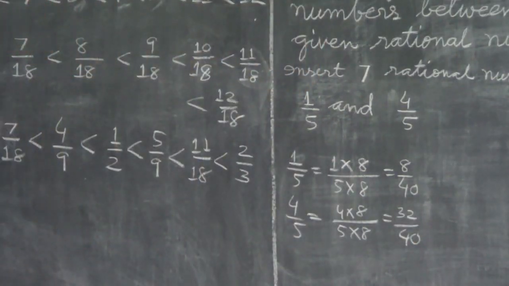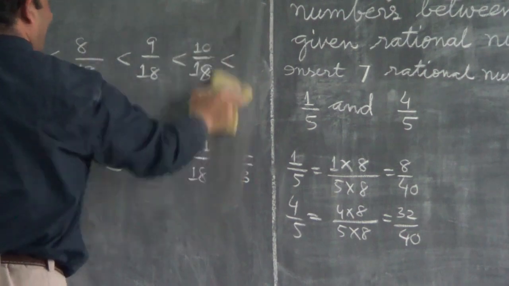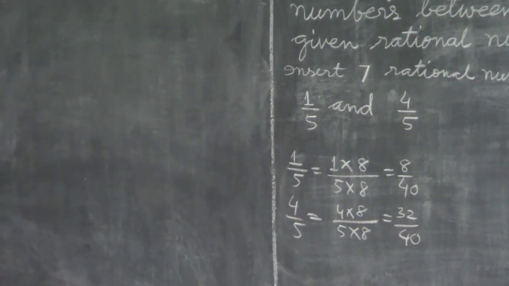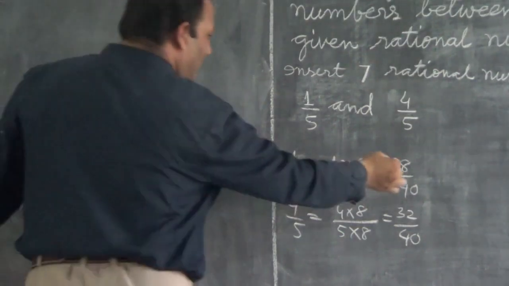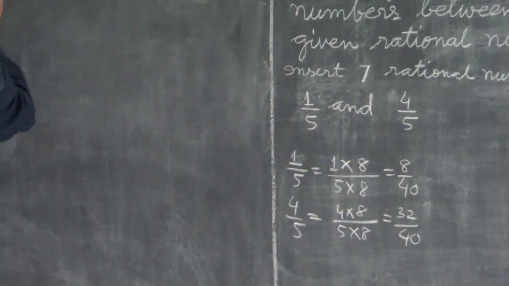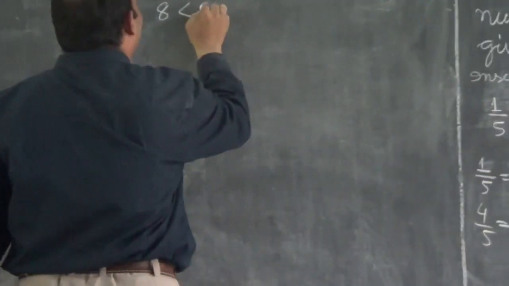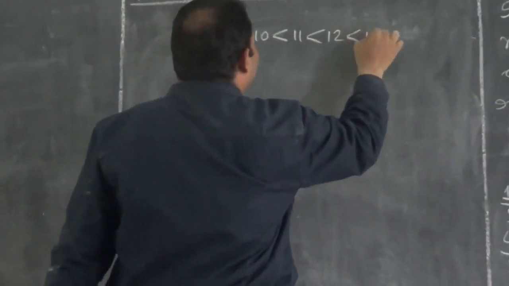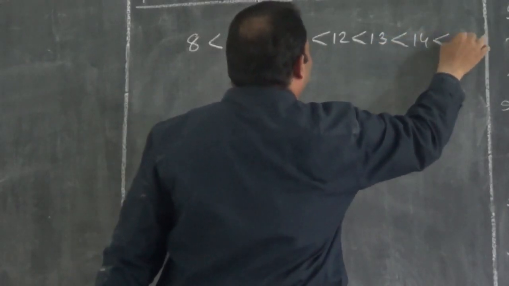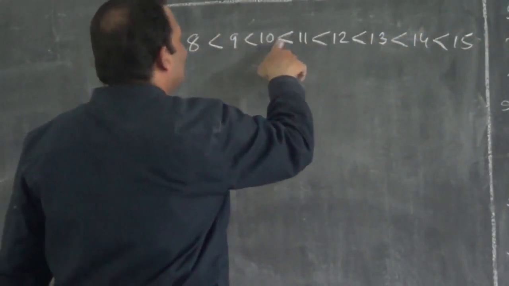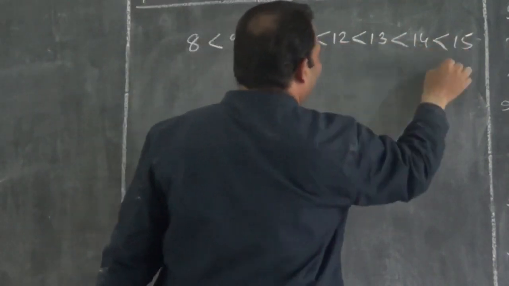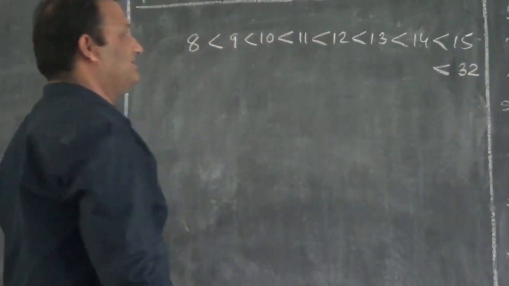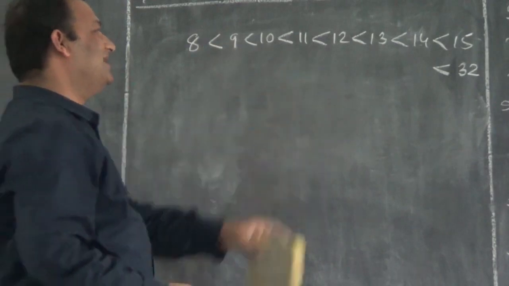Now the work is very easy. You can now write any 7 numbers between 8 and 32. Here 8 and here 32. 8 less than 9, less than 10, less than 11, less than 12, less than 13, less than 14, less than 15. How many? 1, 2, 3, 4, 5, 6, 7. Then less than 16. Don't write everything, children. 8 is the first and 32 is the last number.